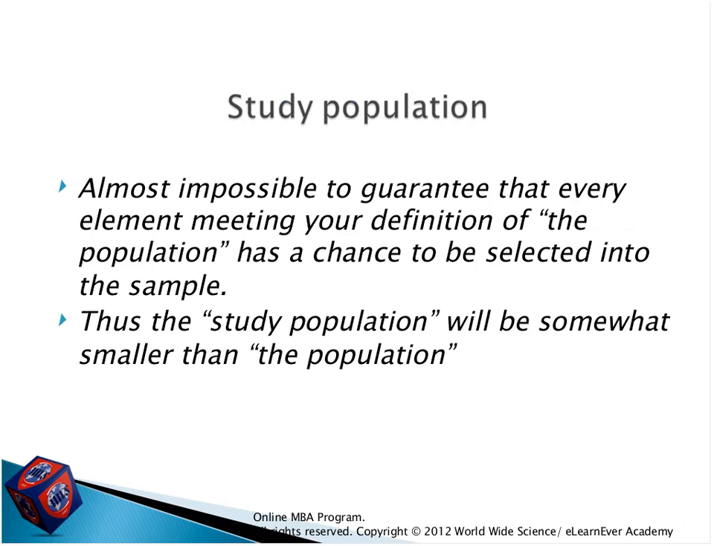And a study population will be somewhat smaller than the population. This is again very clear: when we have a target, we have a study population, it means something under the whole population. So it is smaller than the population.